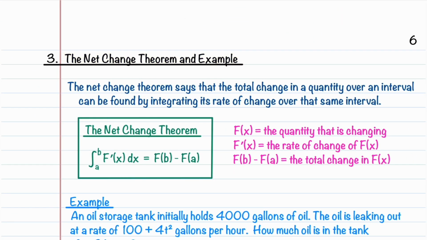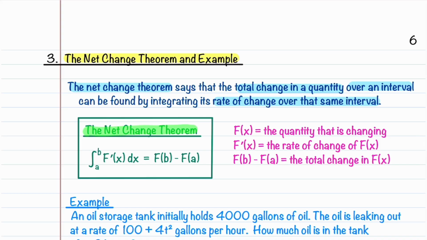Let's now learn all about the net change theorem and walk through an example. The net change theorem says that the total change in a quantity over an interval can be found by integrating its rate of change over that same interval.